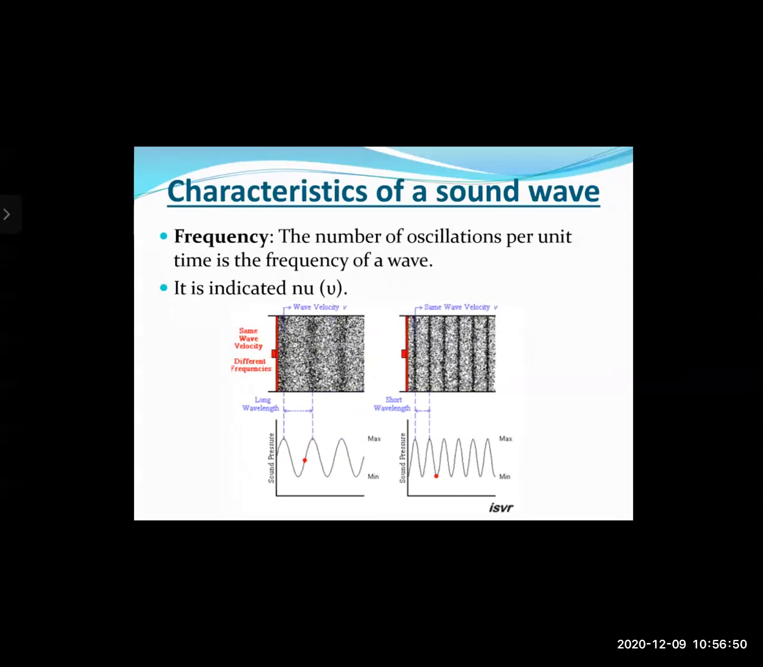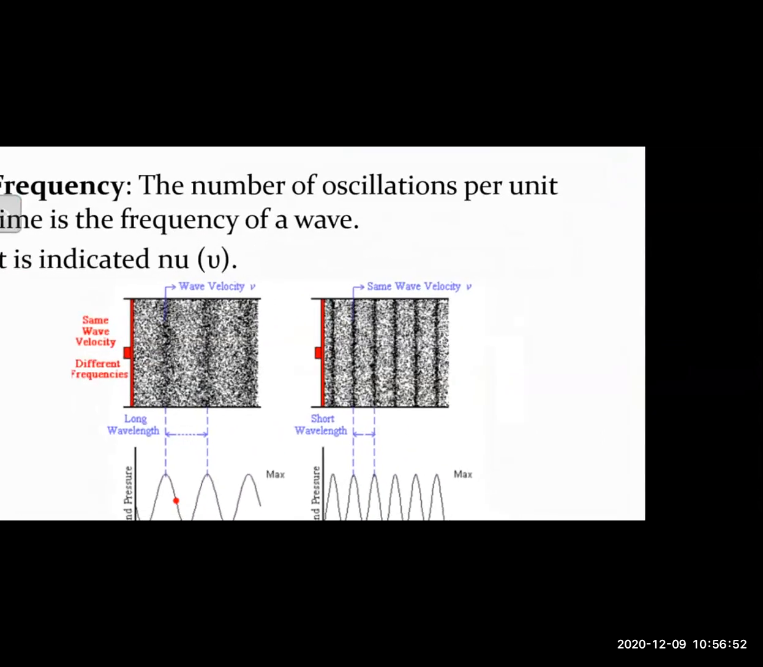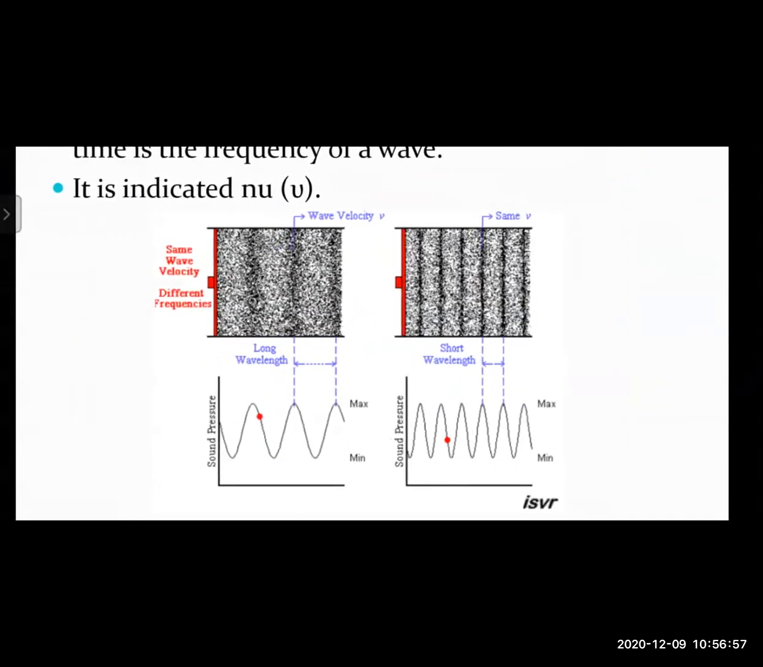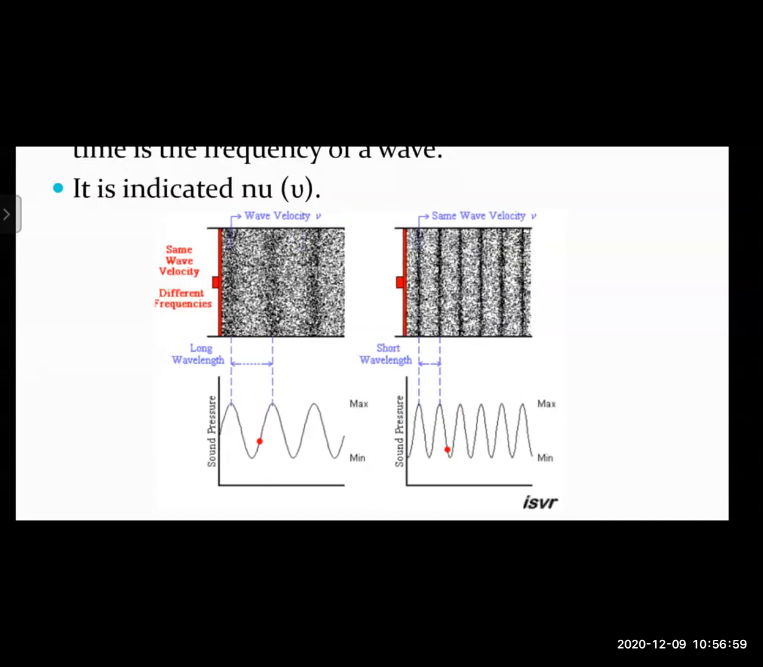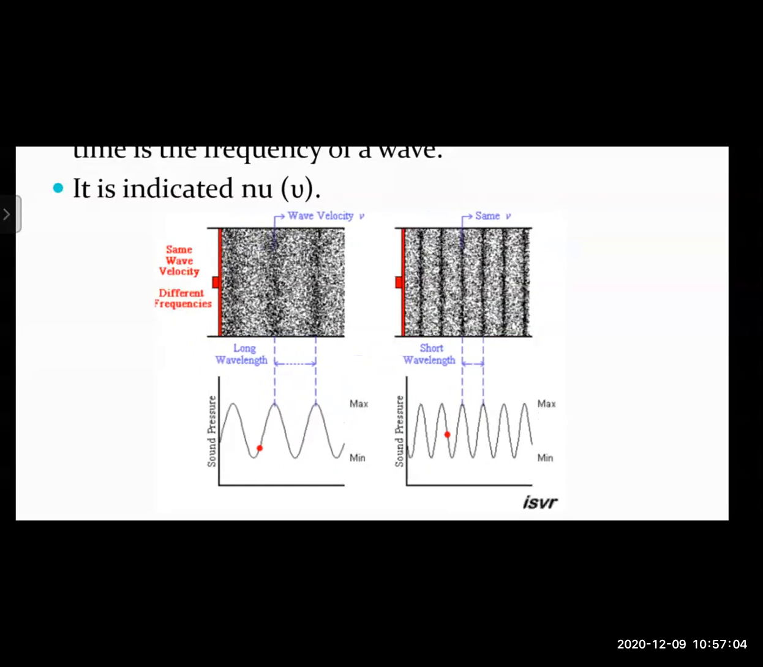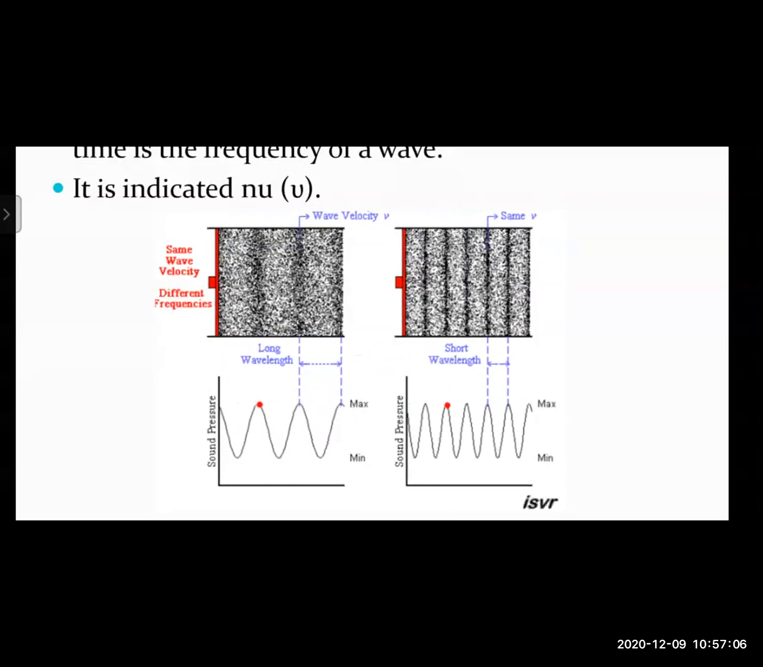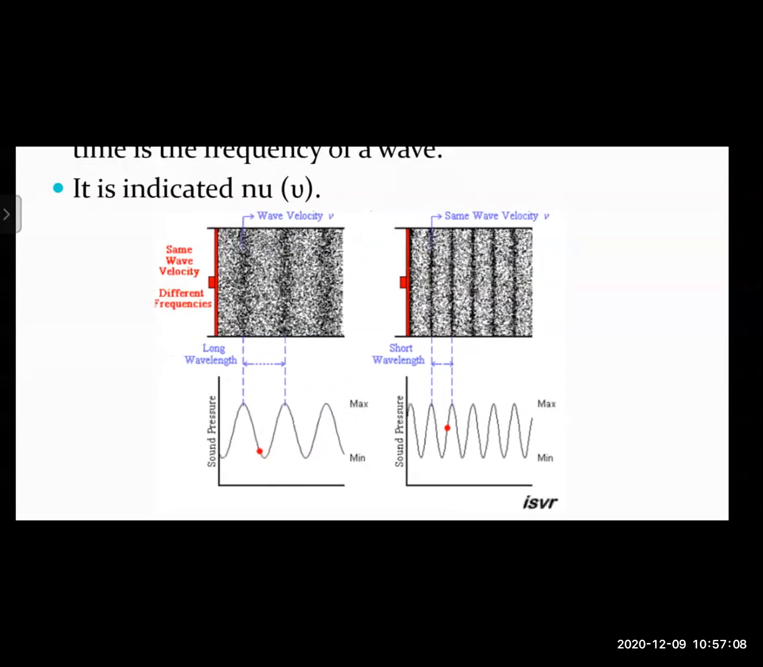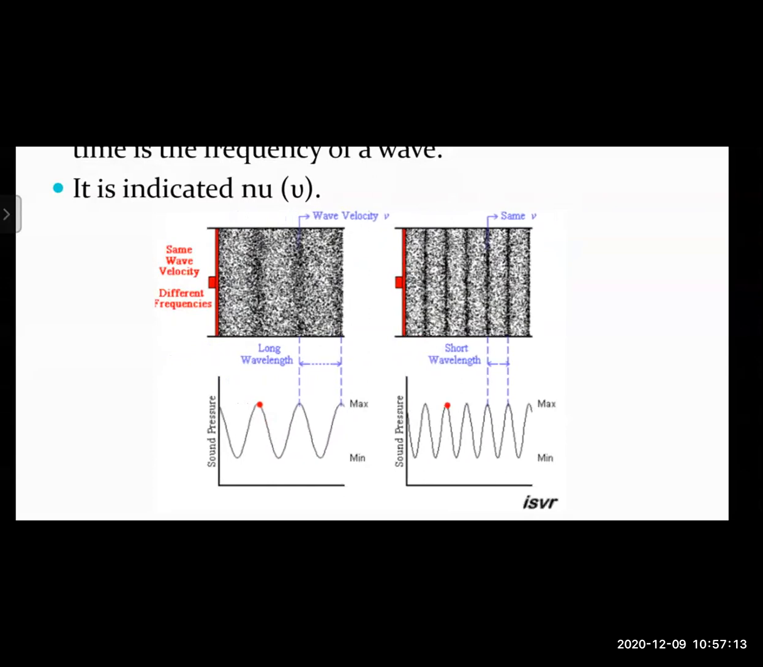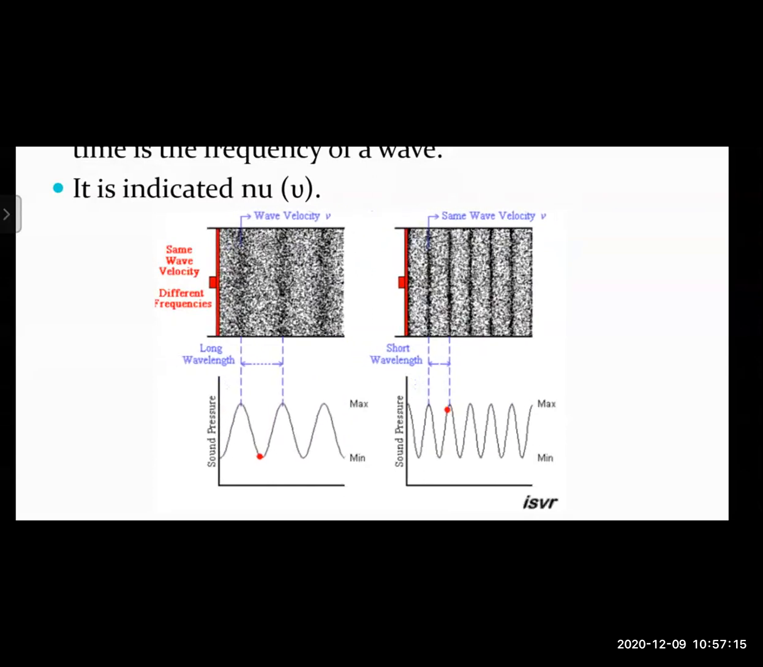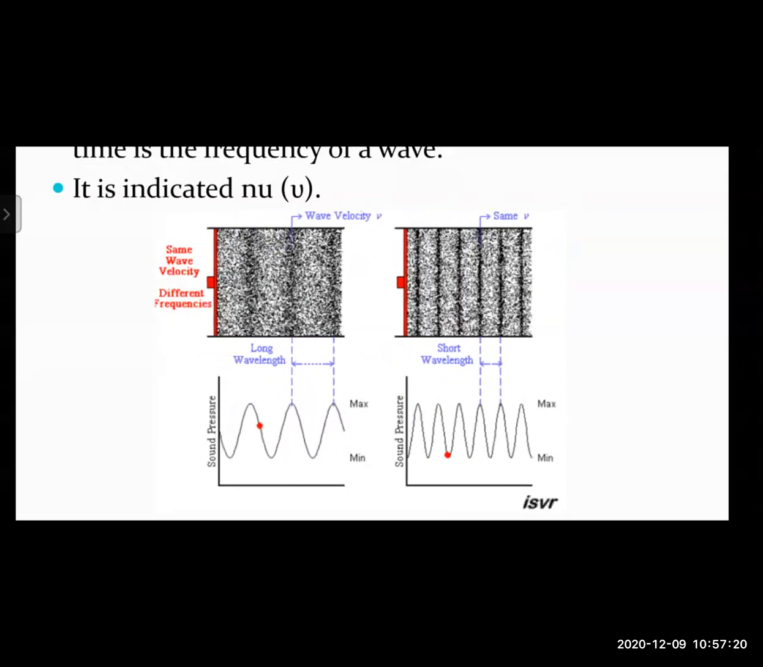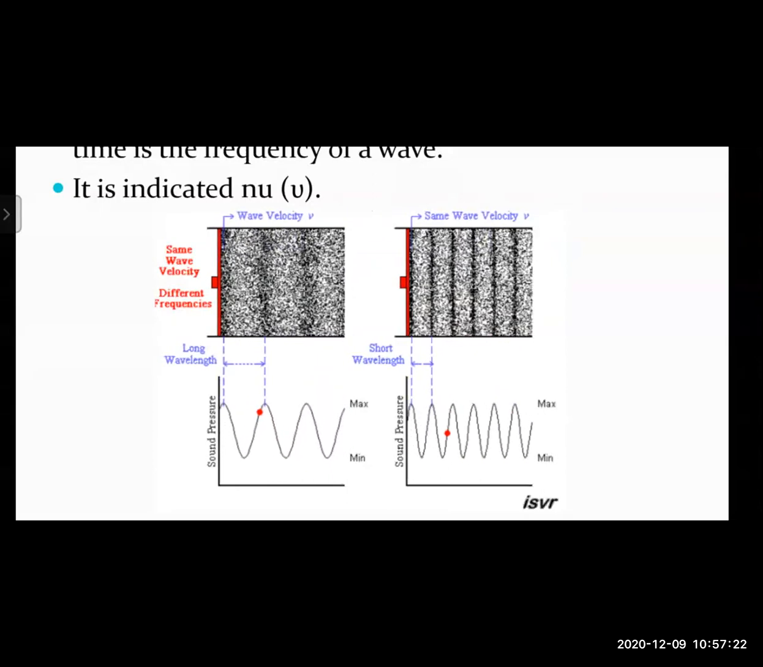Now you can see here that the wave has the same velocity. If you look at these two different examples on the left and the right, you can see that the wave is moving with the same speed. The wave velocity is constant, but on the left hand side the vibrations are less. The red particle is going up and down slower, but on the right hand side the red particle is going up and down faster, right? So the wave on the right hand side is of high frequency, and the wave on the left hand side is of low frequency.